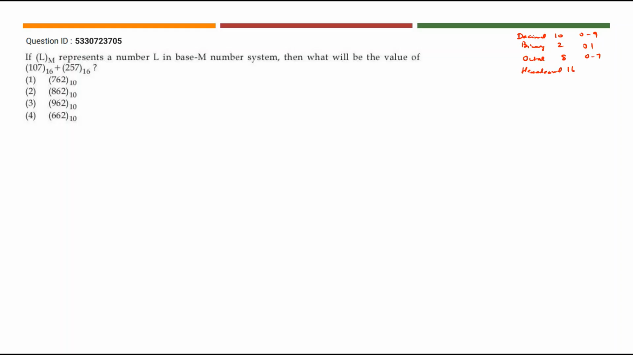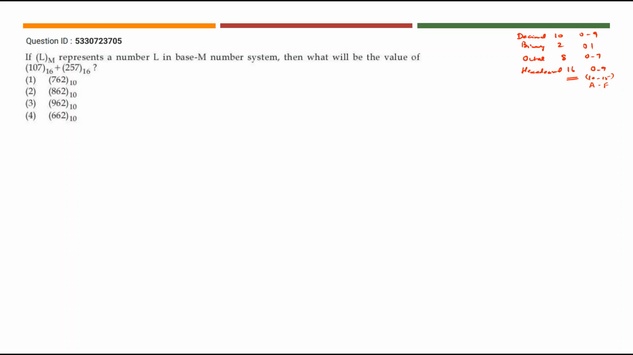So how will the 16 digits be? 0 to 9 are from the decimal number system. From 10 to 15, we have to represent them using A to F. So we will not be using 10 to 15, but we will use A to F. This base 16 is what is given in the question.